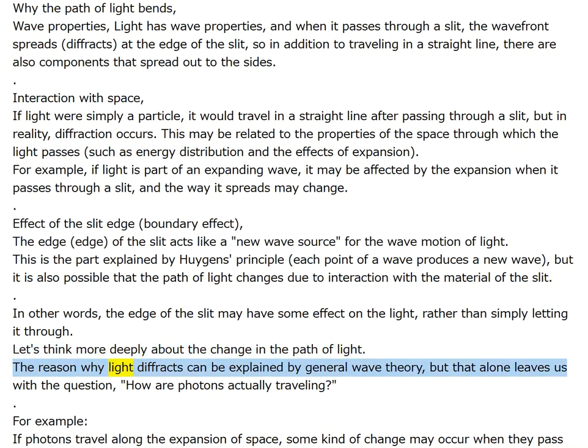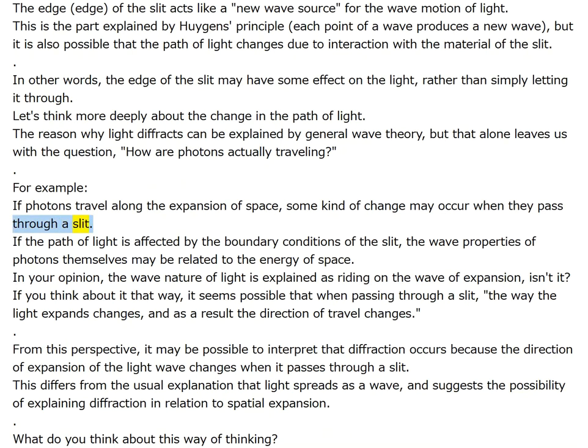The reason why light diffracts can be explained by general wave theory, but that alone leaves us with the question, how are photons actually traveling? For example, if photons travel along the expansion of space, some kind of change may occur when they pass through a slit. If the path of light is affected by the boundary conditions of the slit, the wave properties of photons themselves may be related to the energy of space.